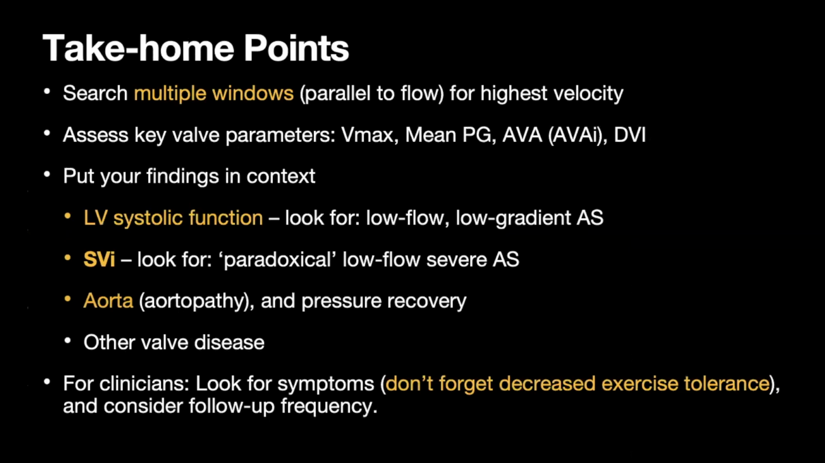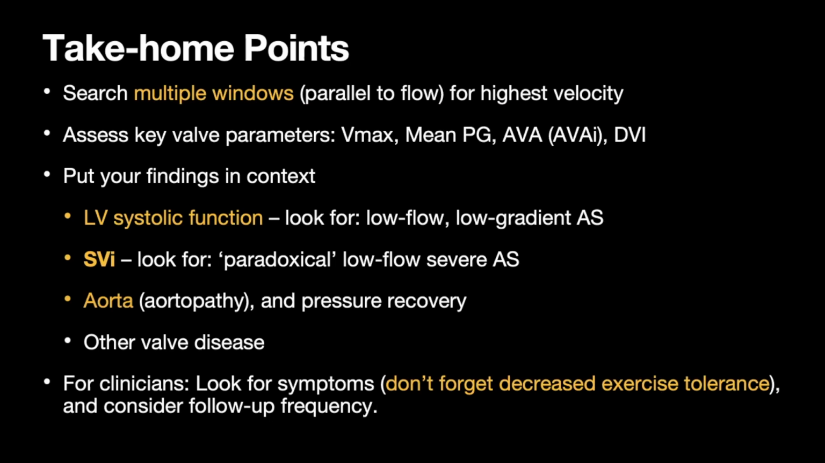So some of the take-home points for today's introduction to assessment of aortic stenosis with echocardiography are to search multiple windows and look for the most parallel flow to assess for the highest possible velocities. This is important because the downstream effect is that your other parameters are mostly affected by this one measurement that you do. You need to assess the key valve parameters that we talked about: your Vmax, your mean pressure gradient, your aortic valve area and aortic valve area index, and your dimensionless index. And it's important to put these findings in the context of the overall echo and the patient.